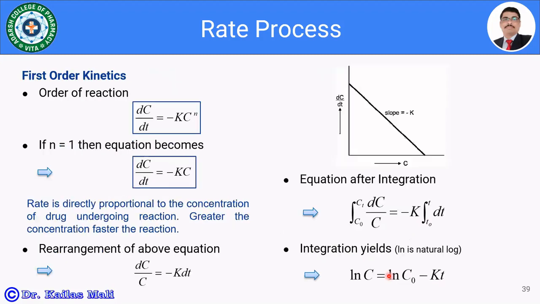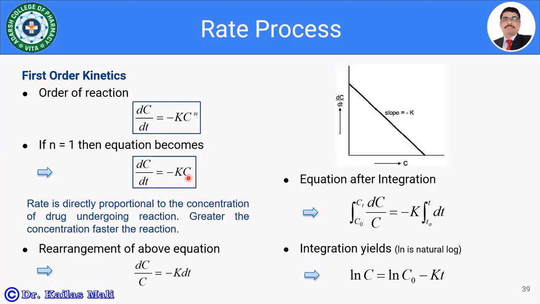Let us move towards the first order kinetics. As you know, the basic equation for the order of reaction is dC by dt is equal to minus K C raised to n. Now put the value of n as 1. As order of reaction, we are considering it as 1. So the equation becomes dC by dt is equal to minus KC, right?